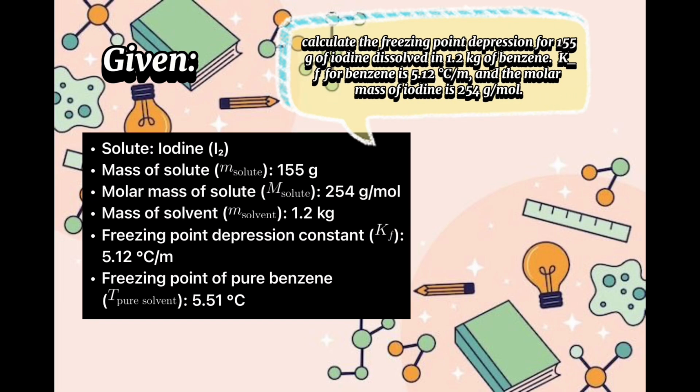Mass of solute is 155 grams. Molar mass of solute is 254 grams per mole. Mass of solvent is 1.2 kilograms. Freezing point depression constant, or K sub F, is equal to 5.12 degrees Celsius per molality. And the freezing point of pure benzene is 5.51 degrees Celsius.